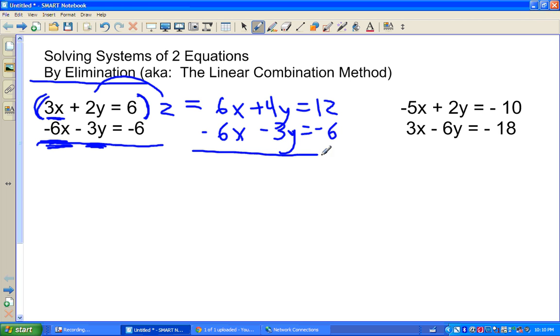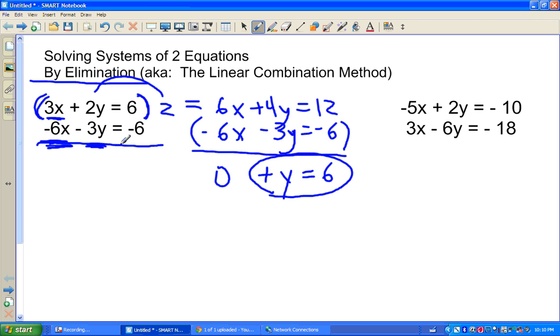Now I can either add or subtract them. If I want the x's to cancel, all I can do is add them. So I'm going to add this entire bottom equation to the top one and see what happens. 6x minus 6x gives me 0x. That's what I wanted. I wanted no x's left. Plus 4y minus 3y gives me a plus 1y. A 12 minus a 6 gives me a 6. Wow, that was really easy. There's no other simplification to do. So y equals 6. But I'm not done.